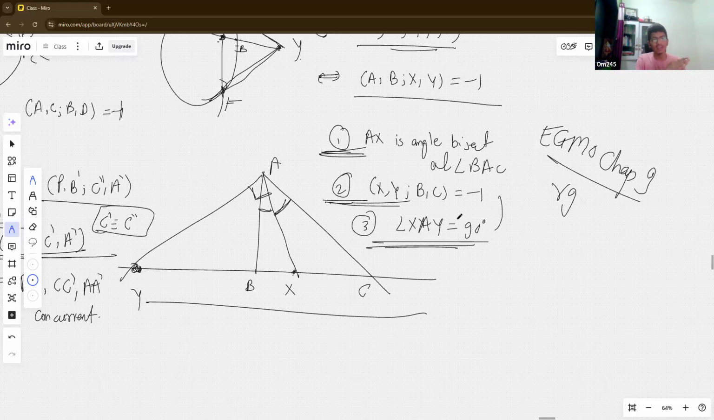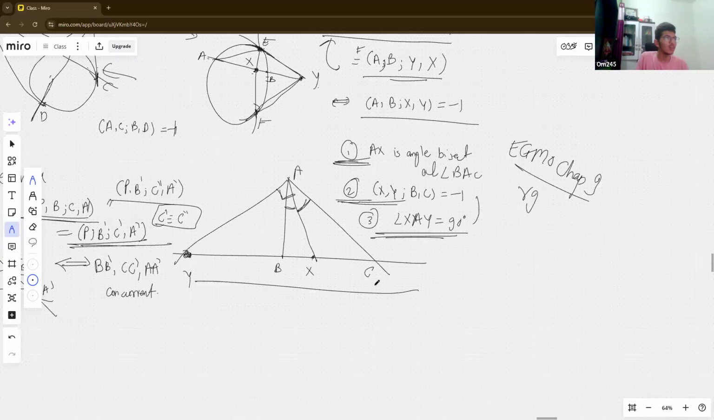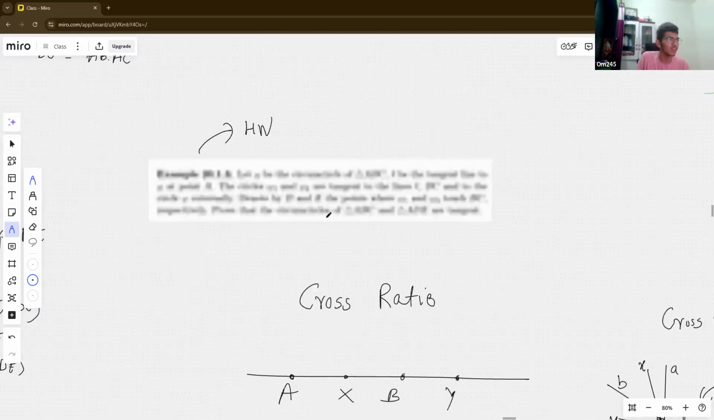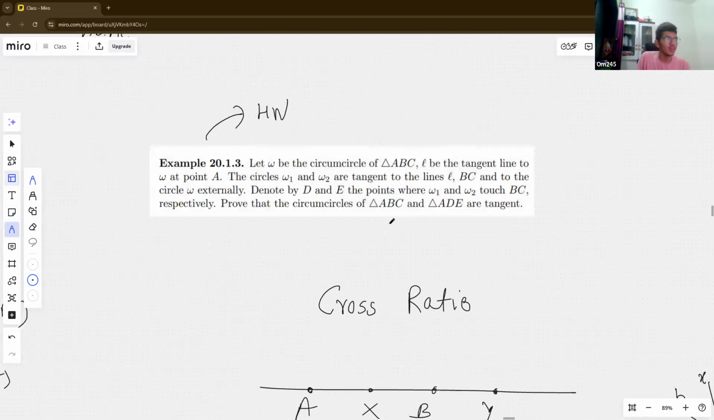Okay, yes. Still, it would be nice if you compile some 5 or 6 problems and we can check those out. I will give you guys this one to try. This is a very nice inversion problem.